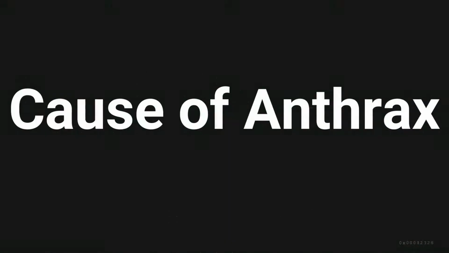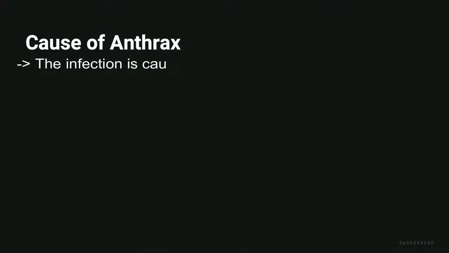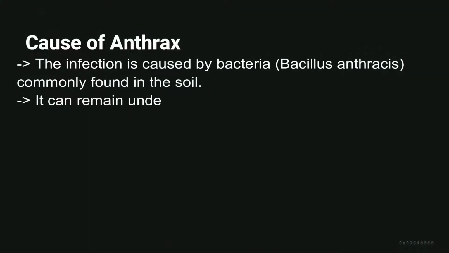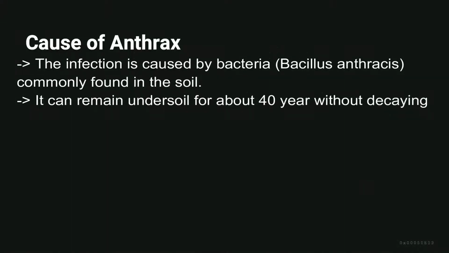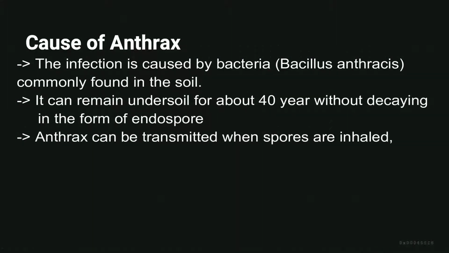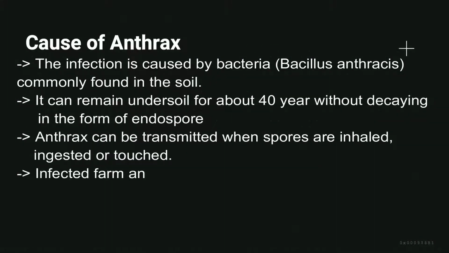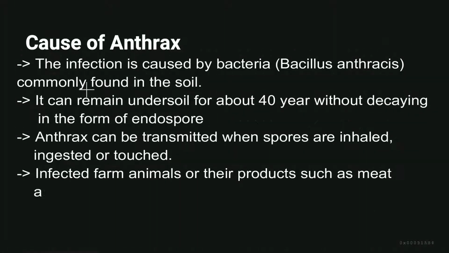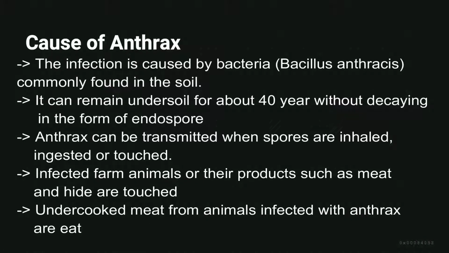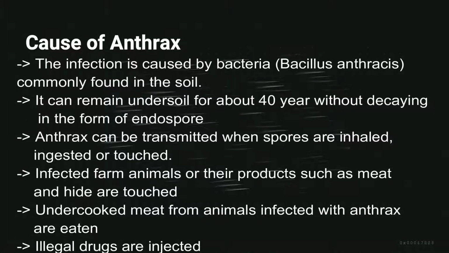Cause of anthrax. Let us discuss the cause of anthrax. The infection is caused by the bacteria Bacillus anthracis, commonly found in the soil. It can remain in soil for about 40 years without decaying, in the form of spores. Anthrax can be transmitted when spores are inhaled, ingested, or touched. Infected farm animals or their products such as meat and hide are touched. Undercooked meat from animals infected with anthrax is eaten. Illegal drugs are injected.